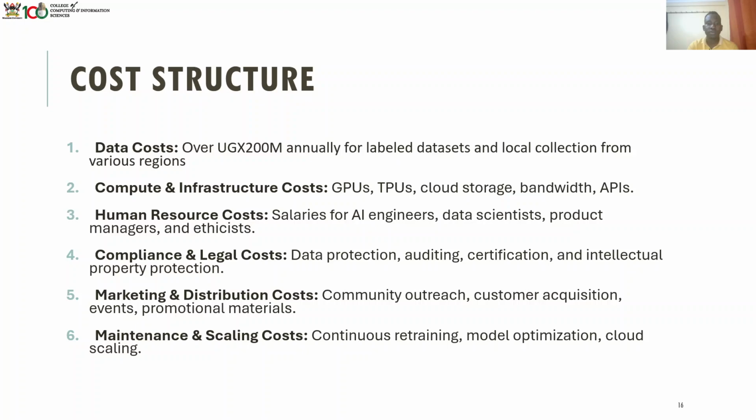So data costs, we have annual labeling of datasets and local collection from various regions. Compute infrastructure costs, GPUs, TPUs, cloud storage, bandwidth, APIs. Human resource costs, salaries for AI engineers, data scientists, product managers, and others. Compliance and legal costs, data protection, auditing, certification, and intellectual property protection. Marketing and distribution costs, community outreach, customer acquisition events, promotional materials.